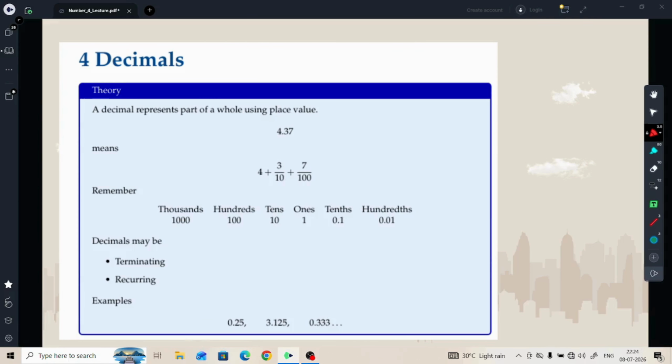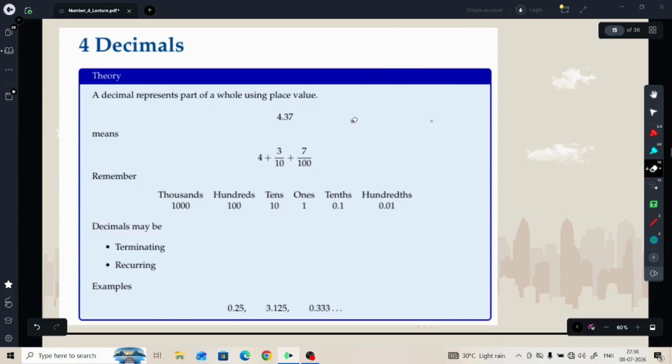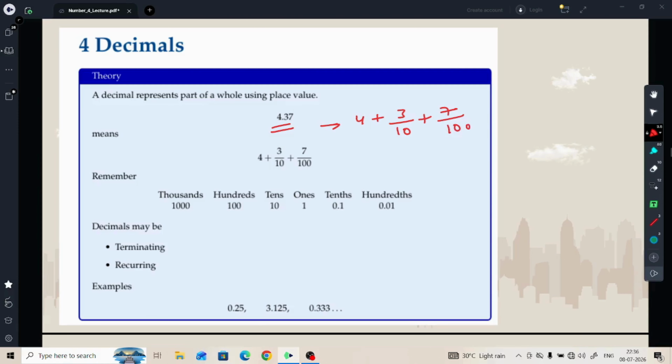So the next thing is actually the decimals. A decimal represents part of a whole using the place value. It's that simple. If we talk about 4.37, that basically means it is 4 plus 3 by 10 plus 7 by 100. It's as simple as that. Just like on the left-hand side you get ones, tens, hundreds, thousands and so on, when you go to the right-hand side you get tenths, hundredths, thousandths, like that.